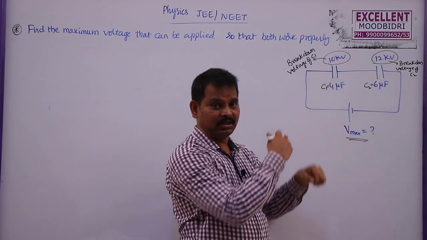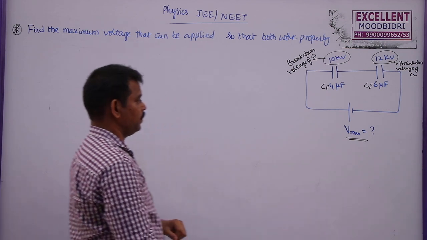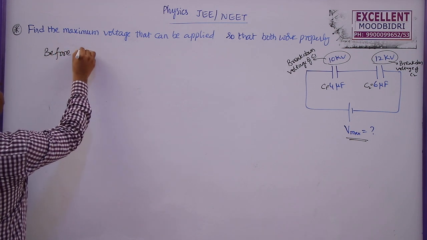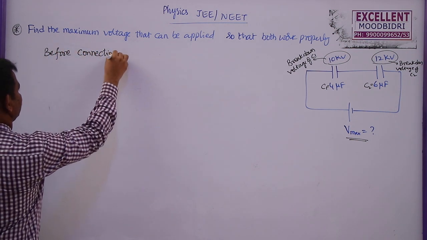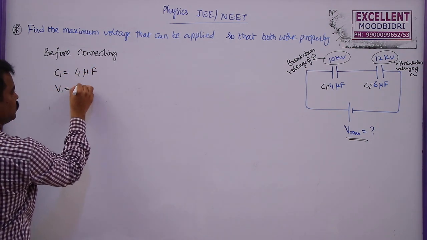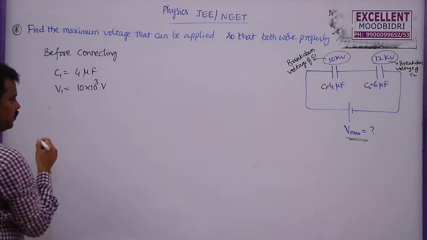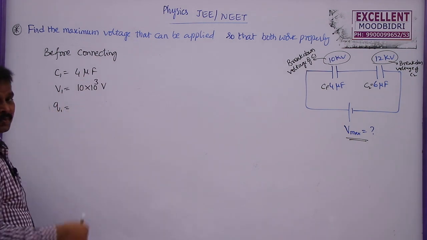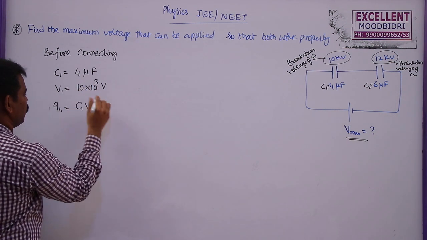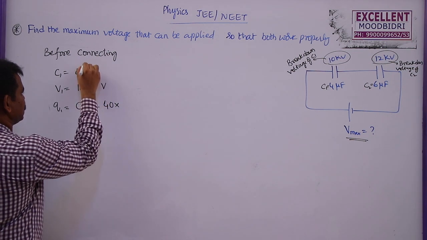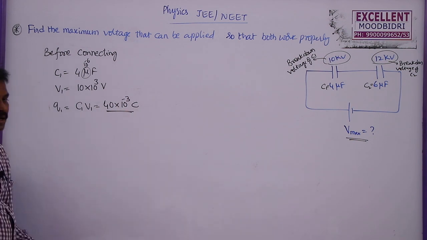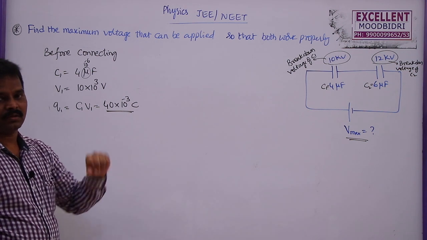Now if these two are connected in series, then what should be the maximum voltage? Before connecting, for the first capacitor C1 is equal to 4 microfarad, voltage is equal to 10 into 10 power 3 volts. So what is the charge that can be given to the first capacitor individually without connection? Q is equal to C1 V1. So 4 into 10, 40, this is 10 power minus 6. So this will become 40 into 10 power minus 3 coulombs. So this is the charge that can be passed through the first capacitor without breaking it.